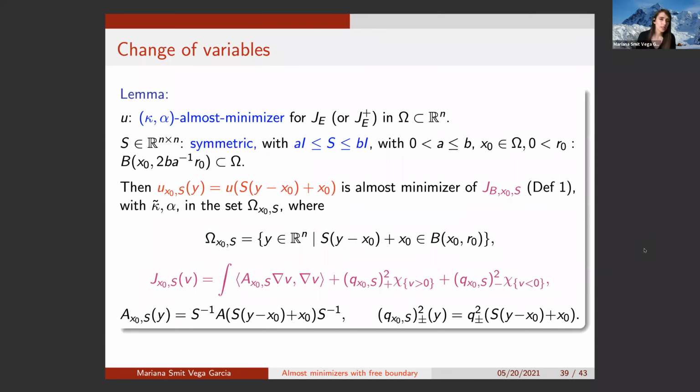So we had this kappa alpha almost minimizer with respect to either our one-phase problem or two-phase problem. We just have to be careful and make this first observation: if I have a symmetric uniform elliptic matrix, and I change my variables and create this new function U out of the change of variables, with a new energy, new matrices, new domain, and so on, am I still an almost minimizer? Because of course we have something like this for minimizers. Can we still say this for almost? We can, and we are going to apply this result many, many times, where the matrix S is the square root of our matrix evaluated at a point x0 on the free boundary, around which we are trying to understand what happens.